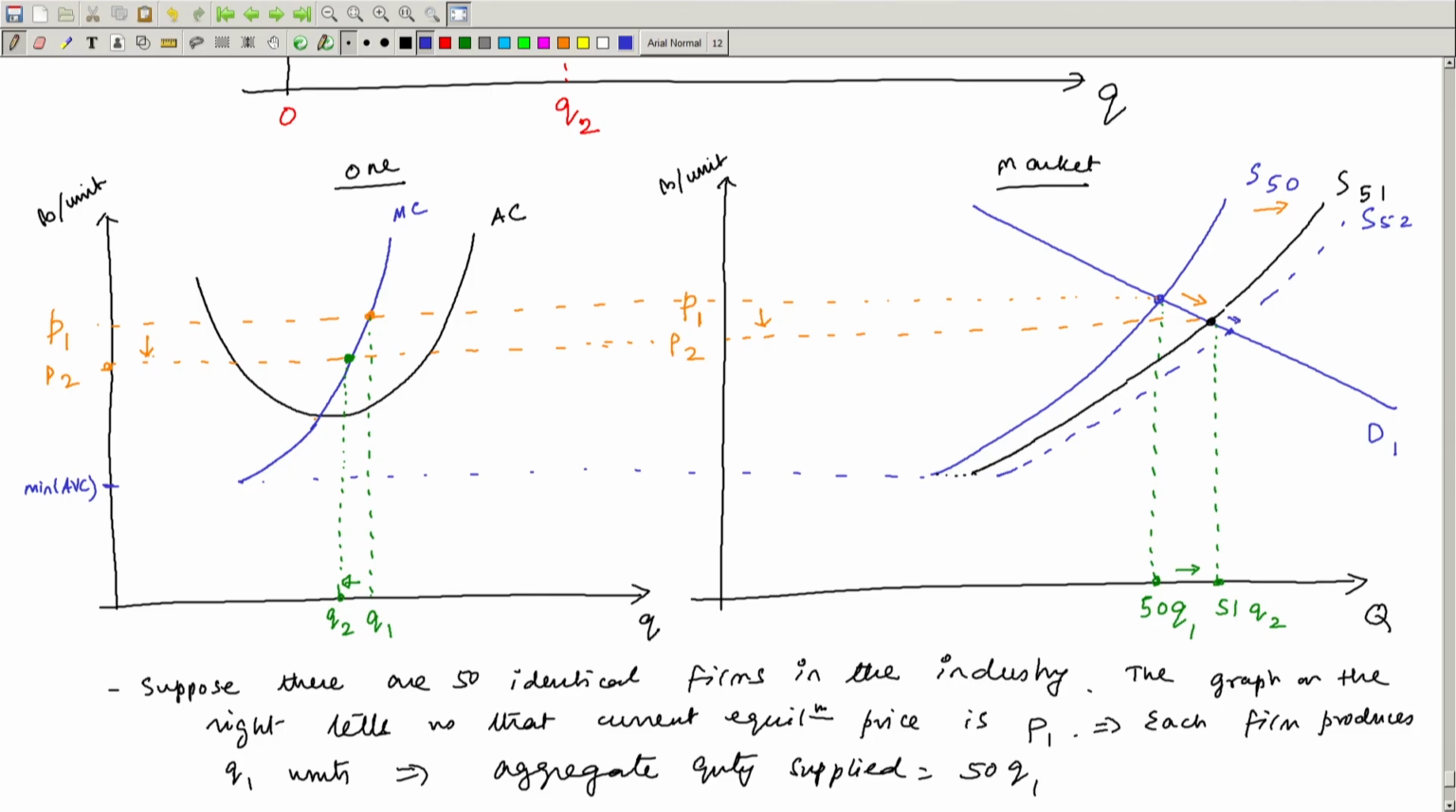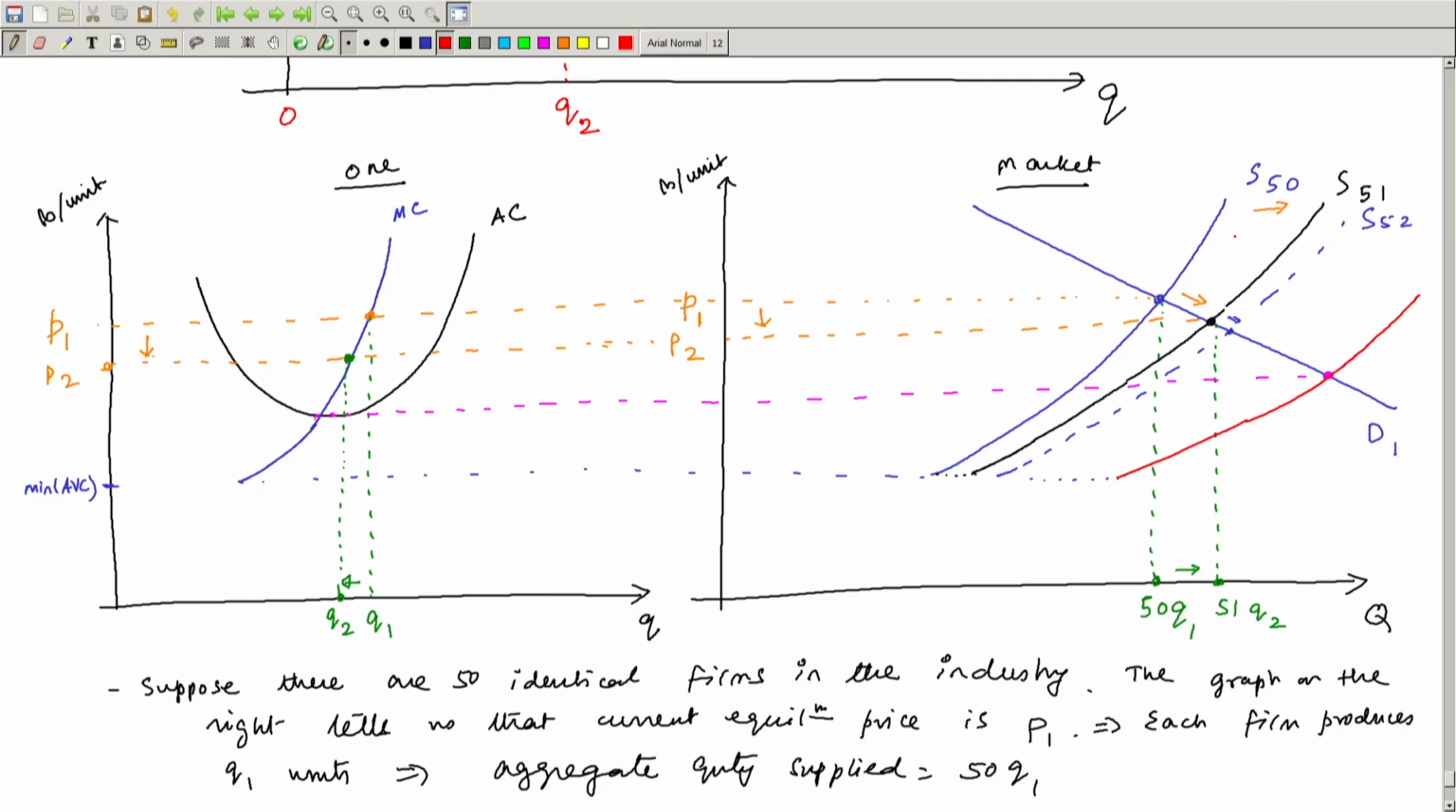So, as long as the price is greater than the minimum average cost, a 53rd firm will enter, a 54th firm will enter, we will keep on repeating this exercise. Now, where will this stop? It will stop when sufficient number of firms have entered such that the supply curve has been shifted to a level such that the price has come down to the minimum average cost. So, let me just identify what the minimum average cost is.